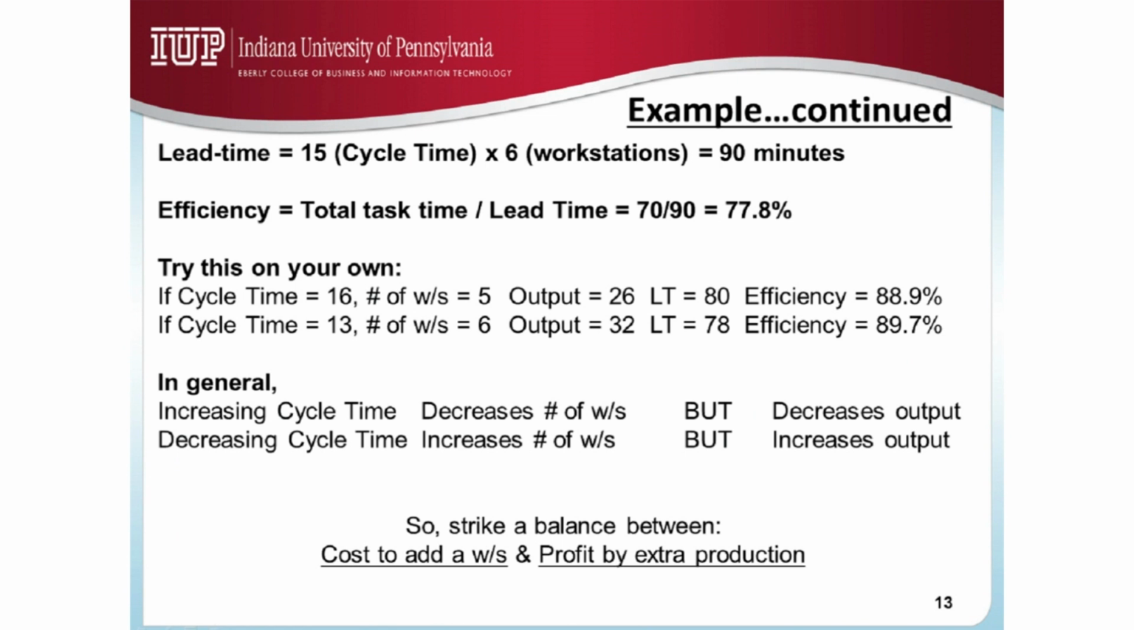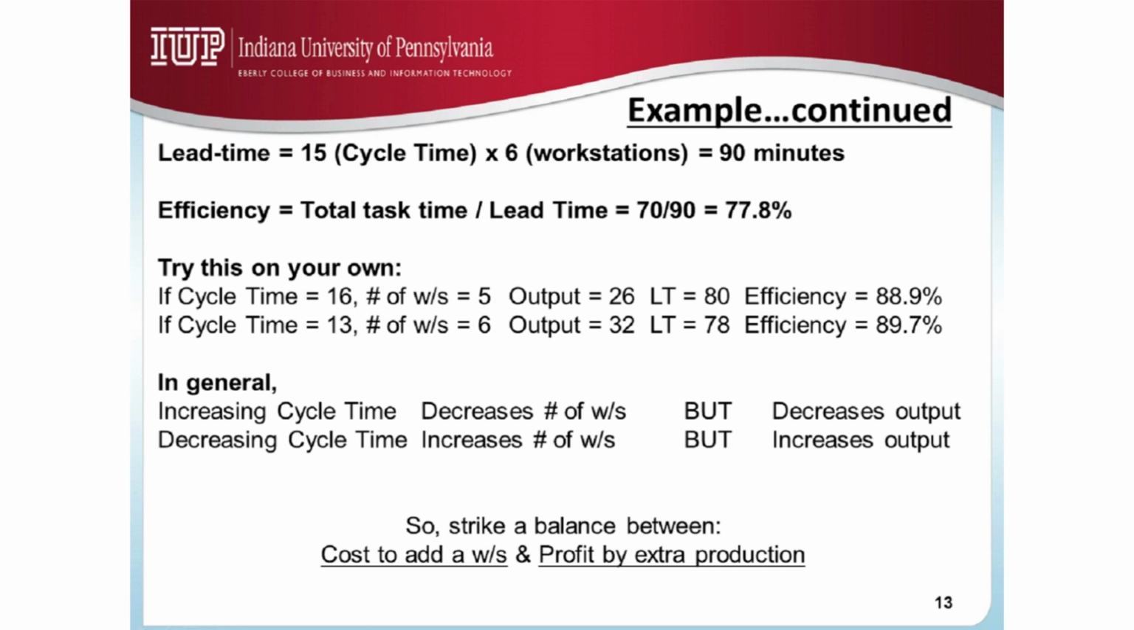Now, let us look at the real managerial implications of this assembly line balancing. As I said, the lead time for this particular assembly is 90 minutes. Why? The cycle time was 15, the time spent at each workstation by each unit, and there were 6 workstations finally, so 90 minutes. So what is the efficiency of this assembly line? It is the total task time, which is 70 minutes, divided by the actual lead time, which is 90 minutes. 70 by 90 will give you about 77.8% efficiency, which is not bad at all. As long as it is at 80% or so, it is pretty good.